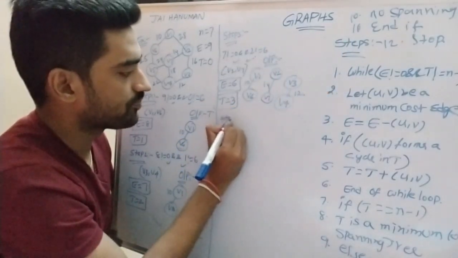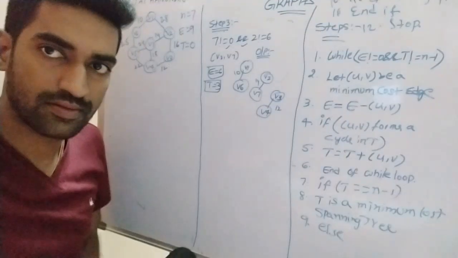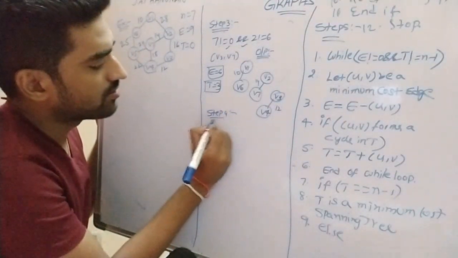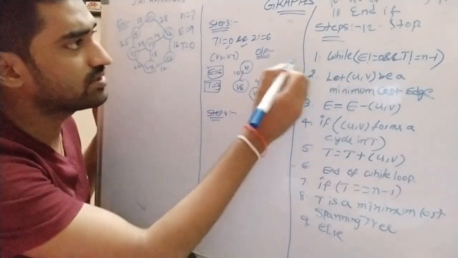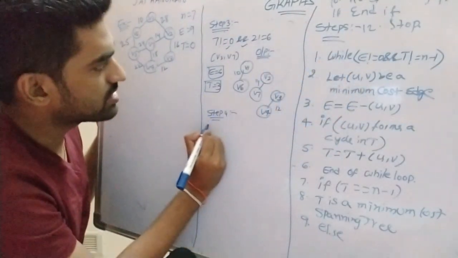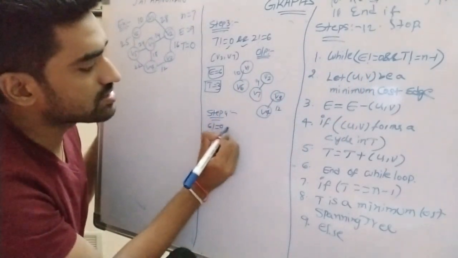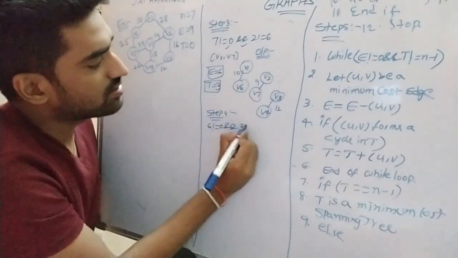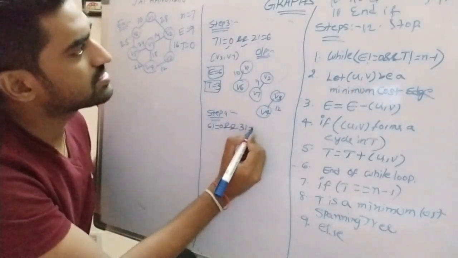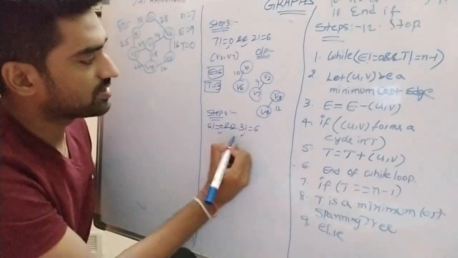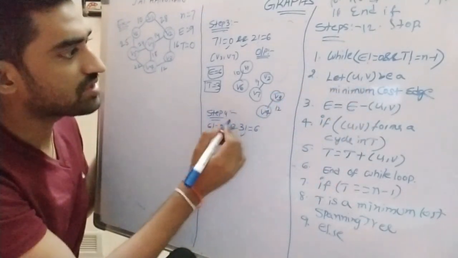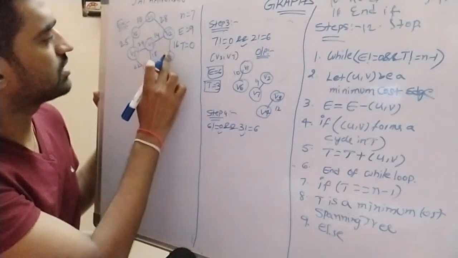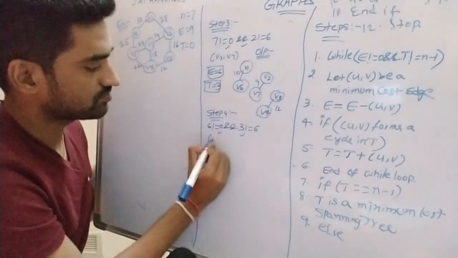So in step 4, we are checking the same condition, right? What is the condition? 6 not equal to 0, E not equal to 0, logical AND of T not equal to n minus 1, 3 not equal to n minus 1, that is 6. So both are true. Then we are proceeding with these steps. Let U comma V be a minimum cost edge. What is the next minimum cost edge? V2, V3. V2, V3 is the minimum cost edge.